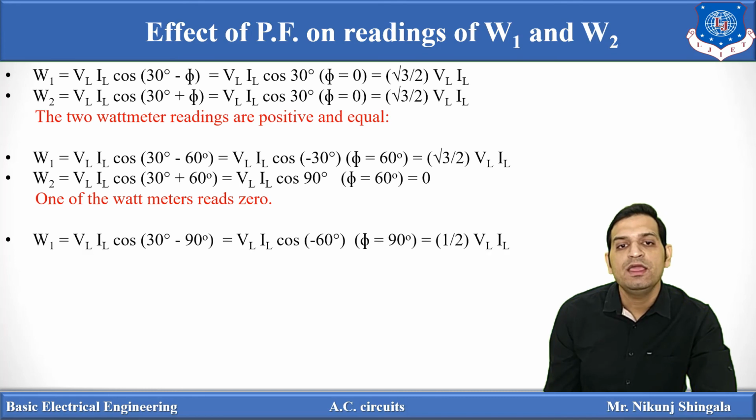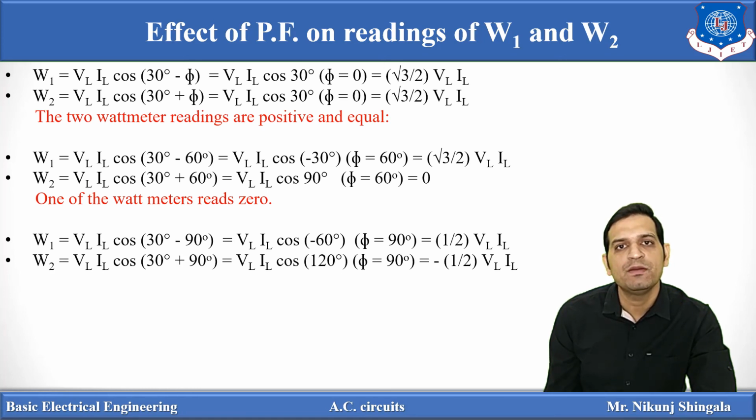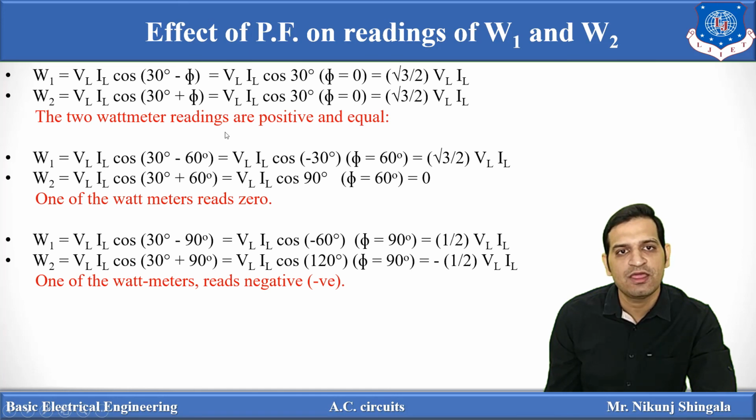Next, if the phase angle is between 60 and 90 degrees, that is, the power factor is between 0.5 and 0, W1 will be equal to 1 by 2 VL IL and W2 is equal to minus 1 by 2 VL IL. So one of the wattmeter readings will be negative in this particular case.